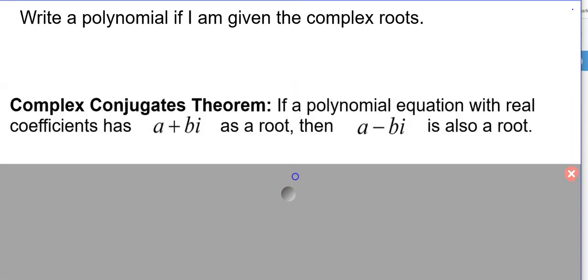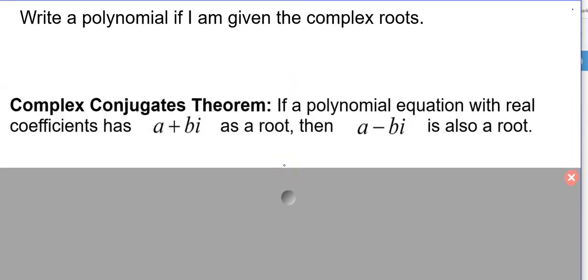So write a polynomial. For this test, it's going to be an extra credit question. It won't even be at the end. You'll have a couple of those at the end as well, but I'll mark it as extra credit. And this is the complex conjugates theorem.